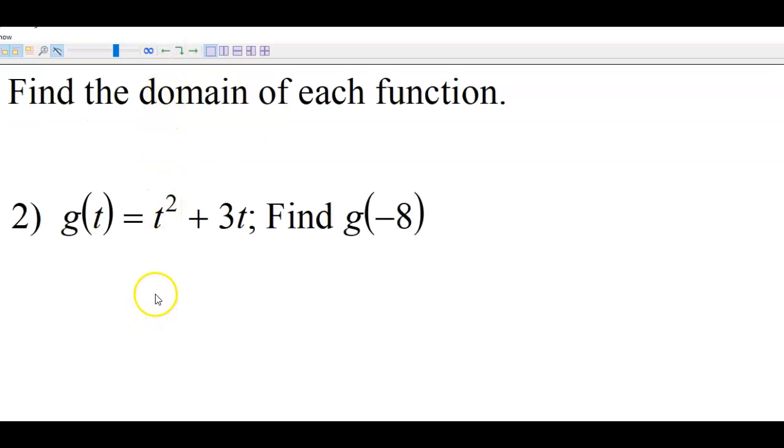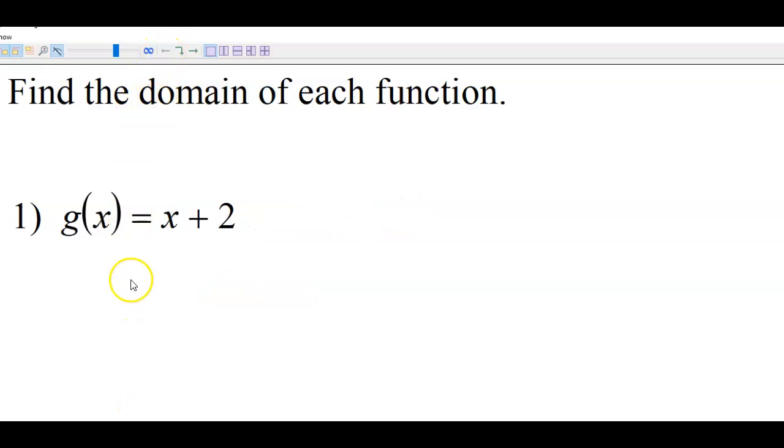So like on this one right here, let's ignore this part right here, the find g of -8. We're just looking at the function. We want to find the domain here. Because I see no square root here, and I see no fraction with the variable in the denominator, I know that the domain here is just going to be -infinity to infinity. Okay, so really just check for those two things. And if they are not there, then you don't need to worry.